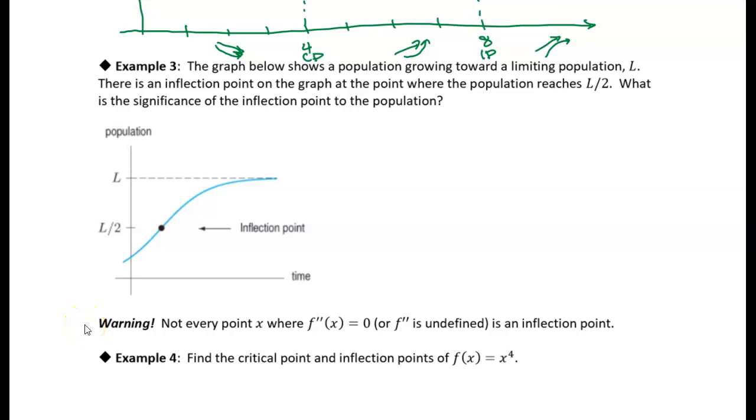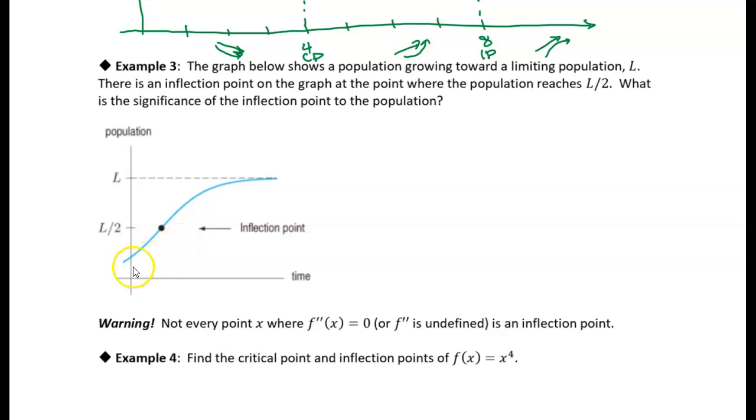All right, so in example 3, we're given the graph of a population, and we're told that it grows towards some limiting population L. And there's an inflection point on the graph at the point L/2. So at the halfway mark, halfway toward the limiting population, there's an inflection point. Okay, so it changes concavity at that point. And the question just asks, what's the significance of the inflection point to the population? So we just want to interpret this.